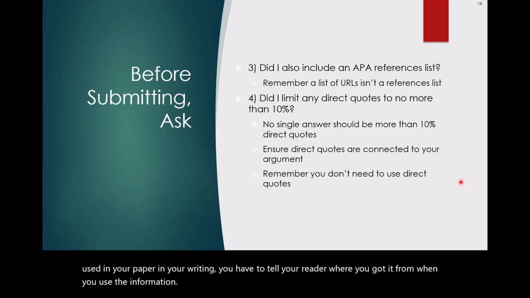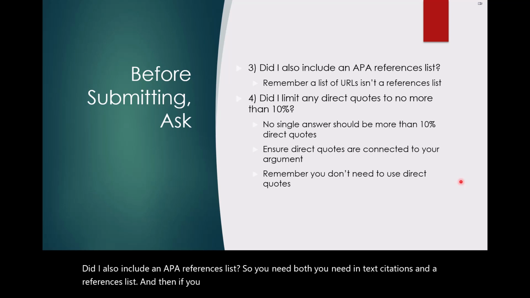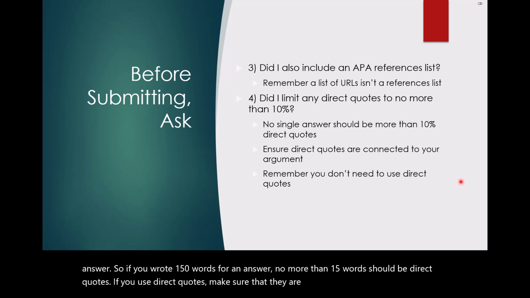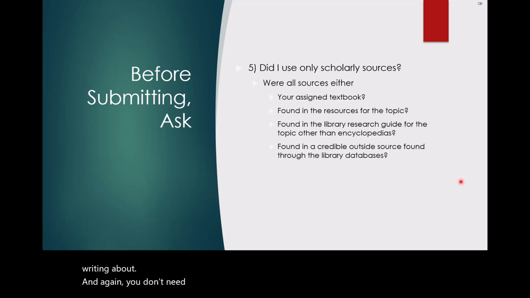Did I also include an APA references list? So you need both. You need in-text citations and a references list. And then if you use direct quotes, that should be no more than 10% of any answer. So if you wrote 150 words for an answer, no more than 15 words should be direct quotes. If you use direct quotes, make sure that they are directly connected to what you're writing about. And again, you don't need to use them.